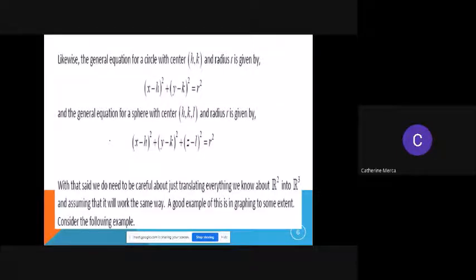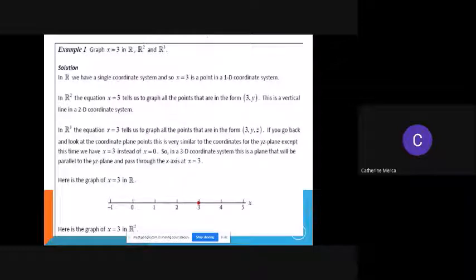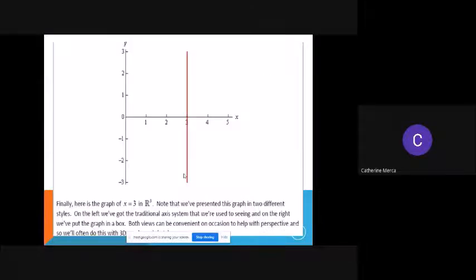So if you're asked to graph x equal to 3 in R, it's just a point. It's our real number line. So x equal to 3. But when you're asked to draw it in 2D, in R squared, then the result would be a line. This x equal to 3 is a line in R squared.